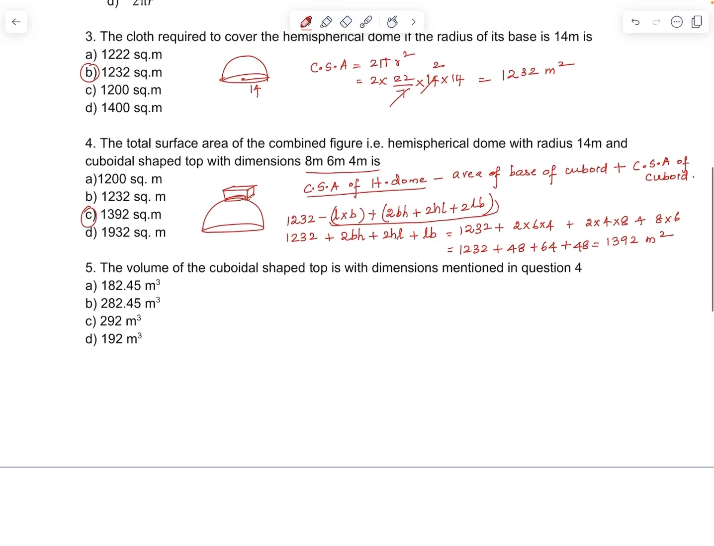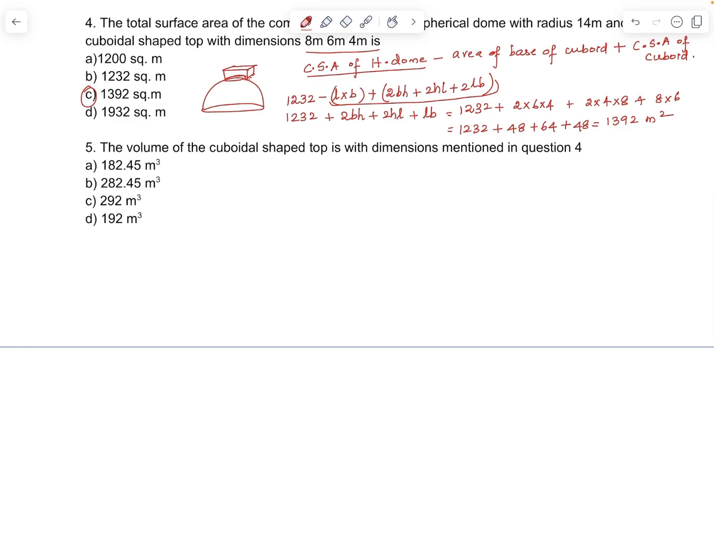Question 5. The volume of the cuboidal shaped top is with dimensions mentioned in the question 4. Volume of the cuboidal shape is L into B into H. L is 8, B is 6, and H is 4, which gives us 192 meter cube. And the answer is D.